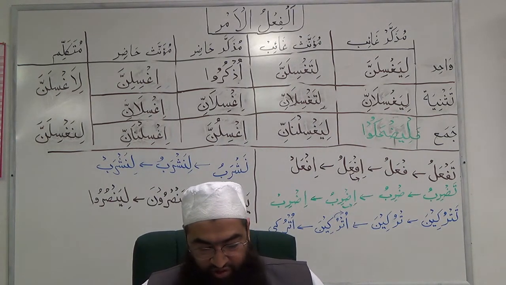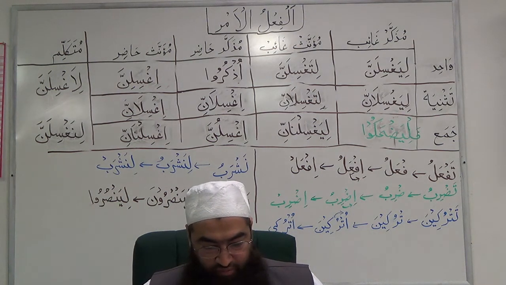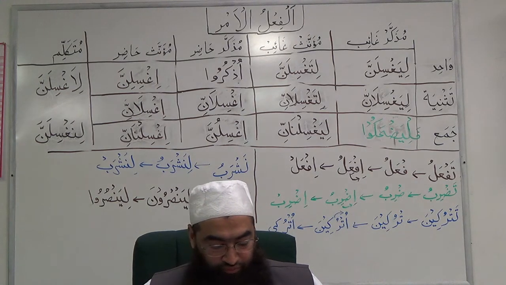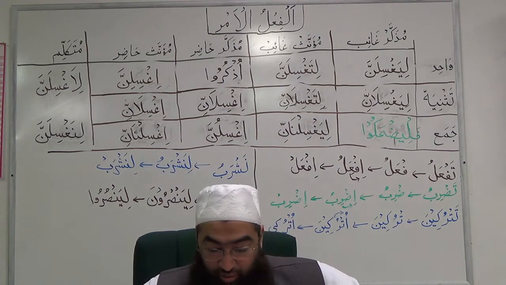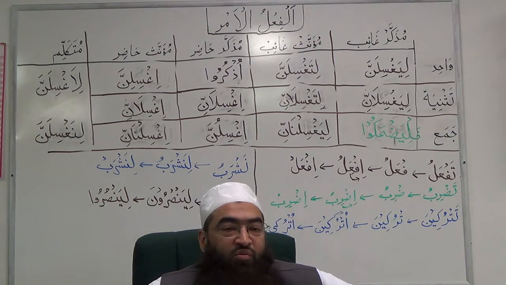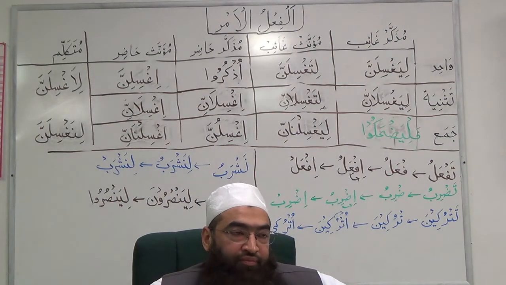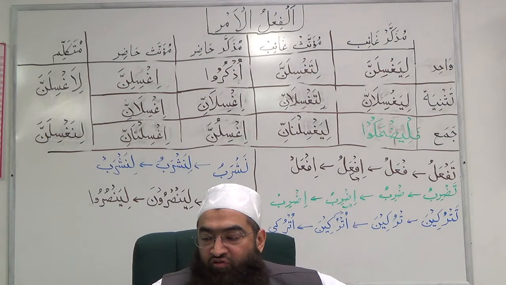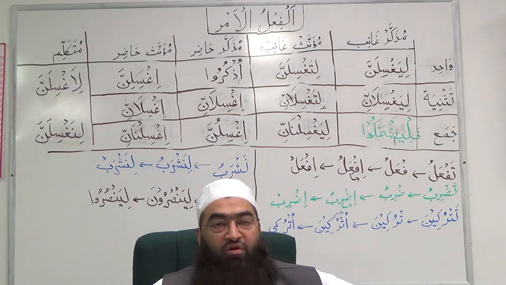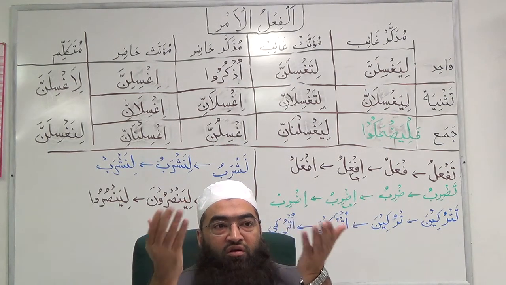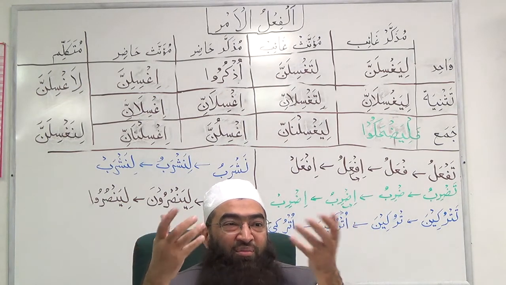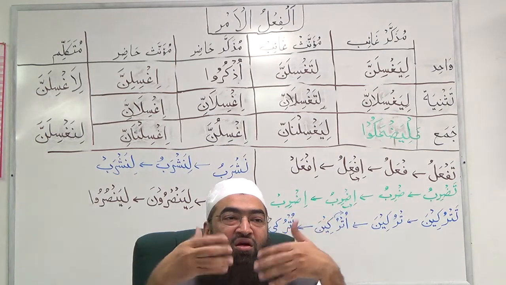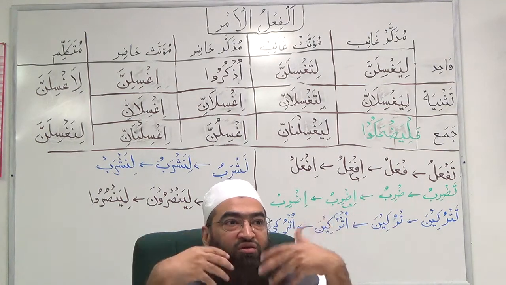Alright, so these were two examples of amr in the ghaib, mudhakkar ghaib. Sometimes when we're making dua, we're using amr. Can anybody give me an example of when we say a dua and we use amr? We're not demanding or commanding, but we're insisting, pleading to Allah to give us.